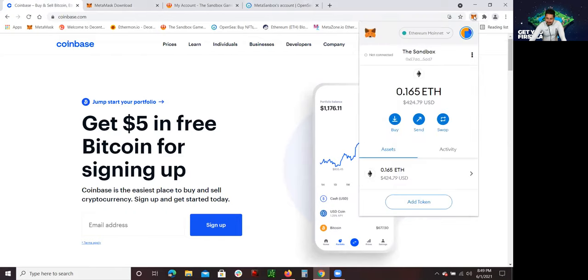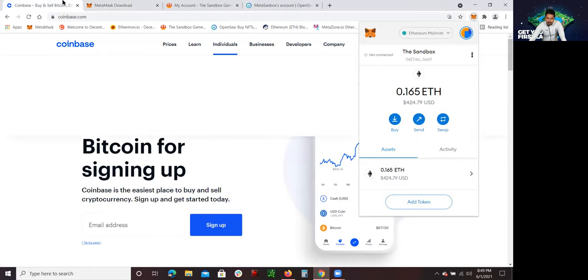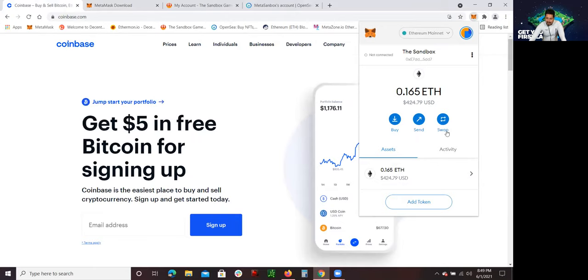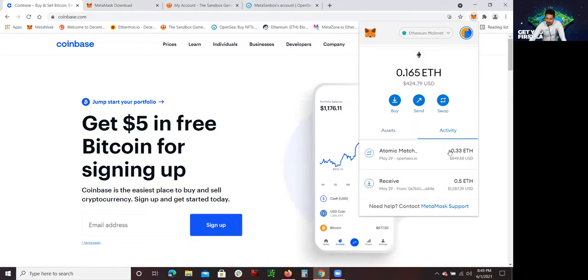Now, I did deposit 0.5 Ethereum from my Coinbase to my MetaMask account. So I did purchase it. And actually, this is the activity. I did buy, see if you guys can see OpenSea right here, that means I did buy the NFT. Now, I did get it at a pretty good price. I'm not going to lie, I got it at a pretty good price. I only paid 0.33 Ethereum for the digital land that I bought, which is pretty nice.